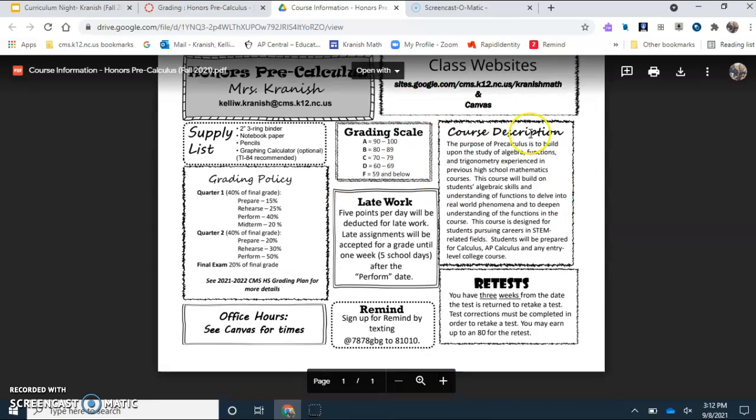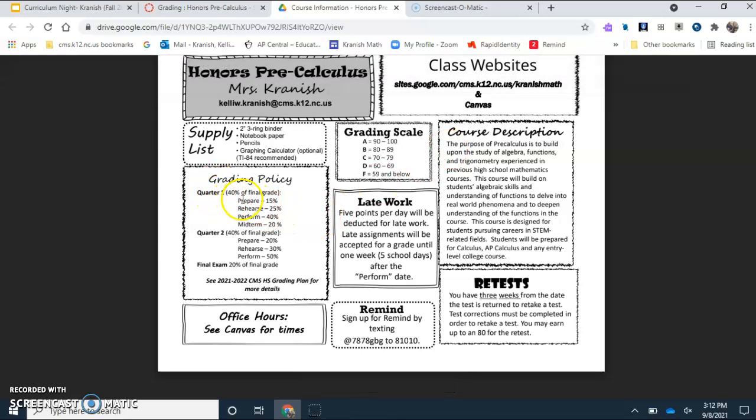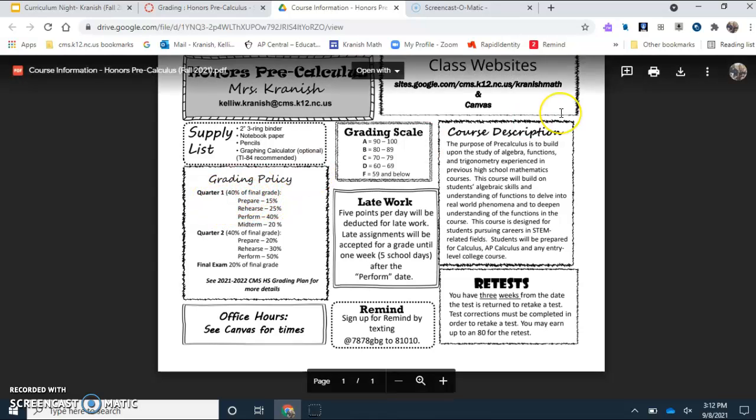So this is the sheet your student has received if you came to open house. For the grading policy, it's a little different this year. Instead of having assignments and quizzes and tests, they're called prepare. Prepare counts 15% for first quarter. Prepare grades are your assignments. We are only allowed to plug in 20 assignments into PowerSchool.